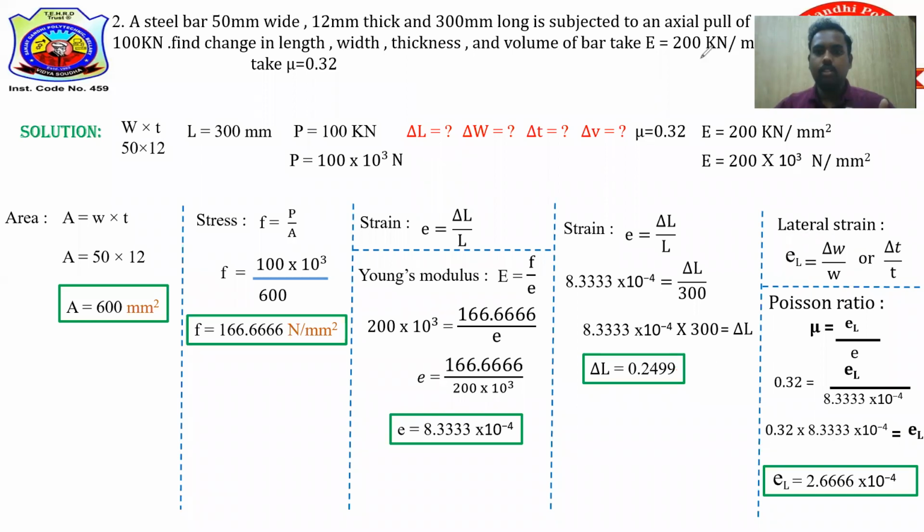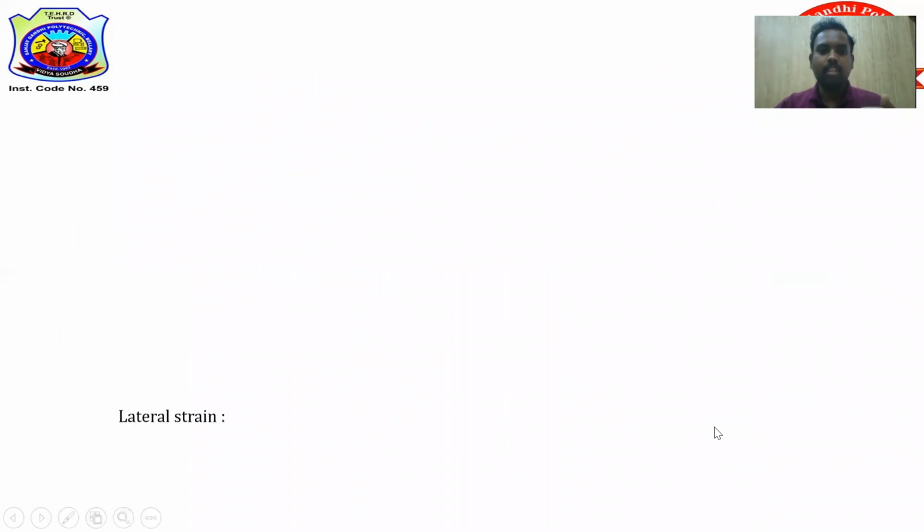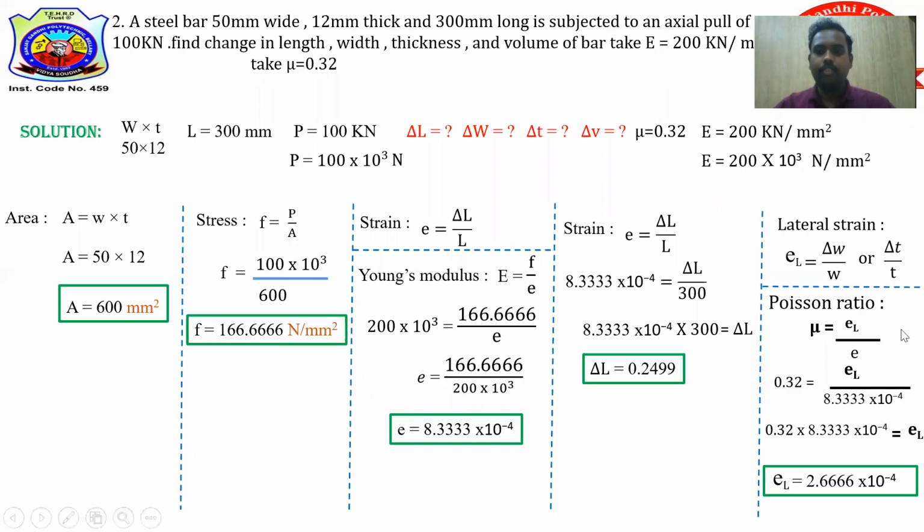Okay, done. Next, after calculating the lateral strain, I'll go directly with the lateral strain, because in the previous case we didn't get any answer for lateral strain. That is why we skipped. Once we have solved for Poisson's ratio, I'll go back to the lateral strain, that is, EL equals delta W by W or delta T by T. I'll take the answers one by one. EL equals delta W by W. On substitution, this is the equation.